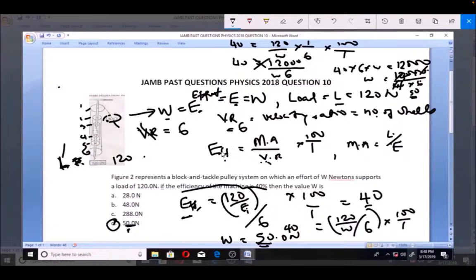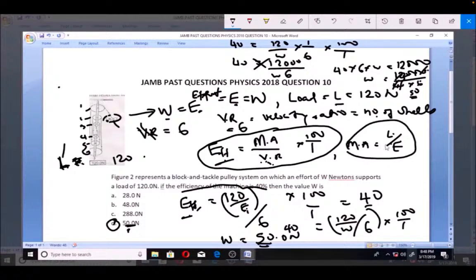Please note the formula that efficiency is equal to mechanical advantage over velocity ratio times 100 over 1. This is the formula that we use for this calculation. Also note that mechanical advantage MA is equal to L over E, load over effort. This is the load here, and this is the effort that you're making to carry this load. Note that VR is the same thing as the number of wheels in this pulley system.